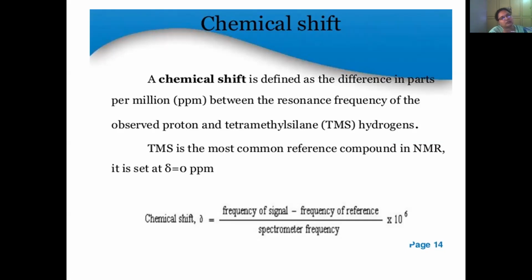So chemical shift will be the frequency of the signal minus the frequency of the reference signal, divided by the spectrometer frequency, times 10 power 6. Why times 10 power 6? Because we are converting that into ppm. So the unit of chemical shift is ppm. That is why we are multiplying by 10 power 6.